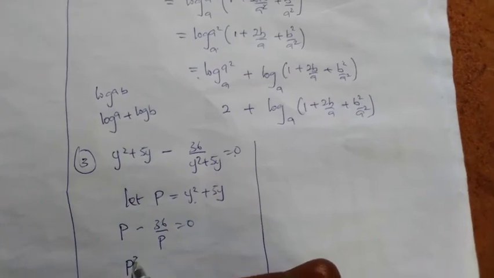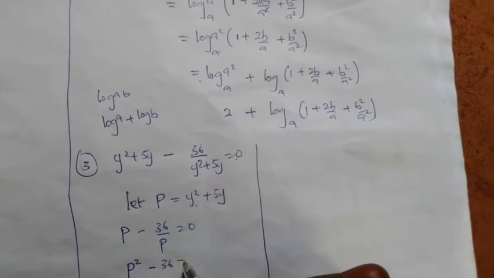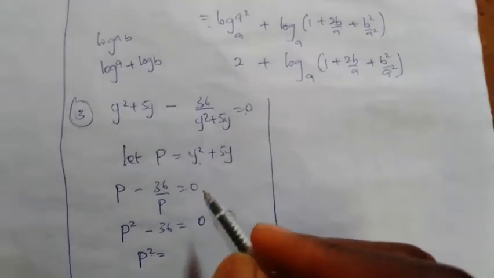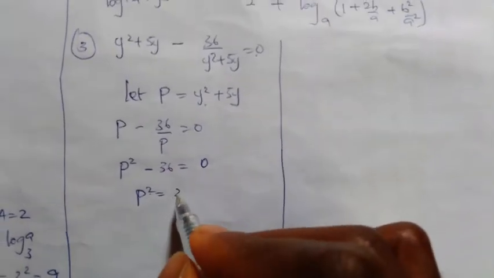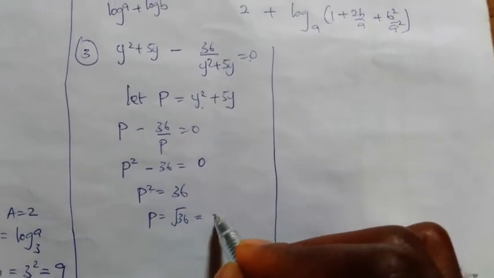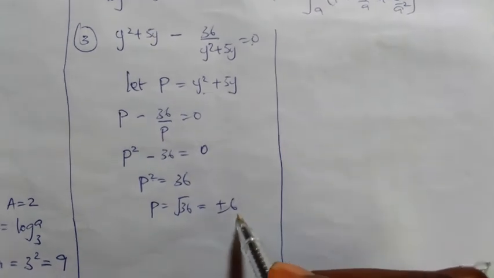what will I have? p squared minus 36 equals 0. In this case, p squared is equal to 36. Then from there, p is the square root of 36, which gives us plus or minus 6. So p is plus or minus 6.